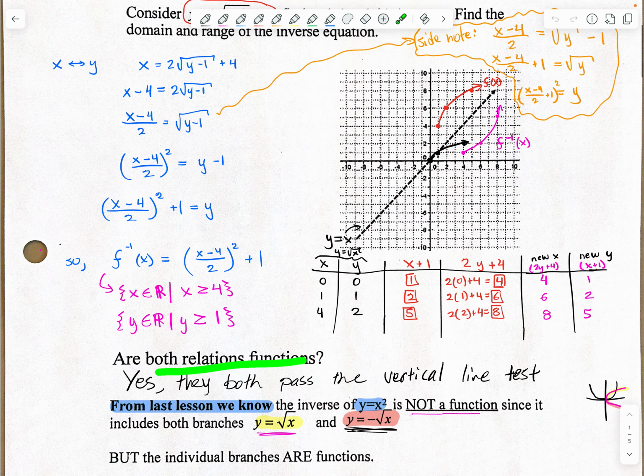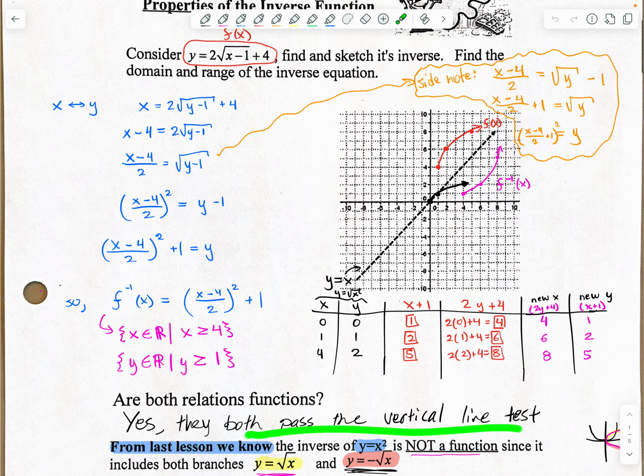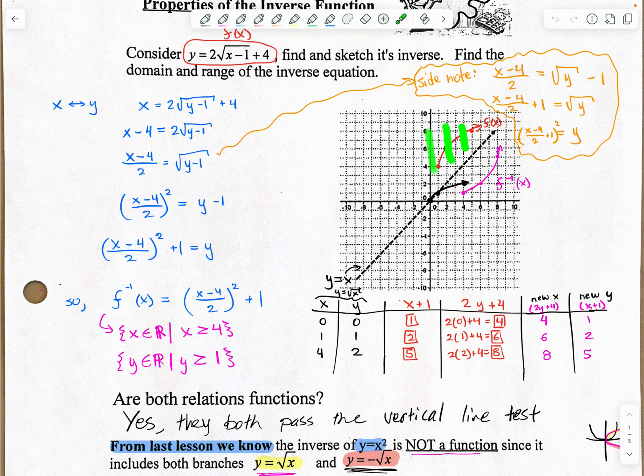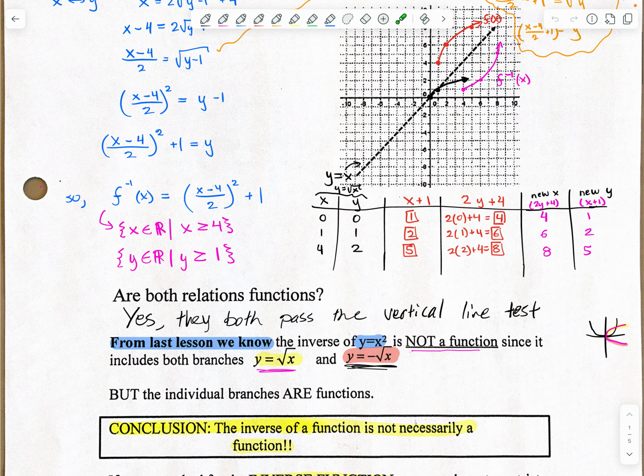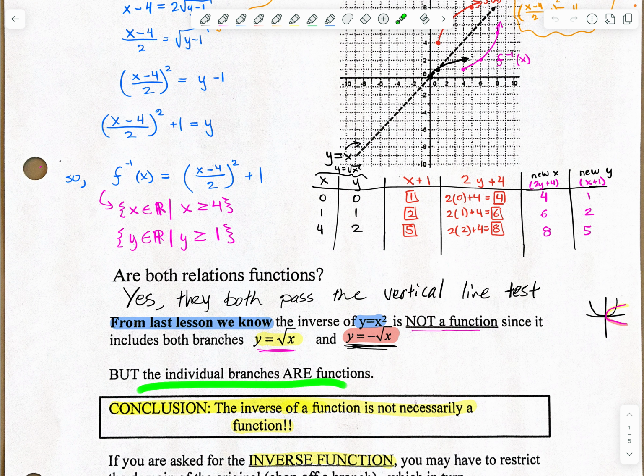Are both functions or both relations functions? Yes, they are, because they both pass the vertical line test, right? This function, if I did the vertical line test, it would pass. This function, the inverse function, if I did the vertical line test on that, it would pass, right? Individually looking at them. From the last lesson, we know that the inverse of y equals x squared is not a function, since it includes both branches, square root of x and negative square root of x. But the individual branches are functions, right?